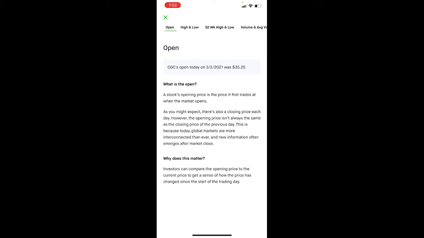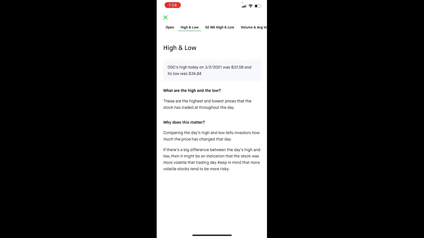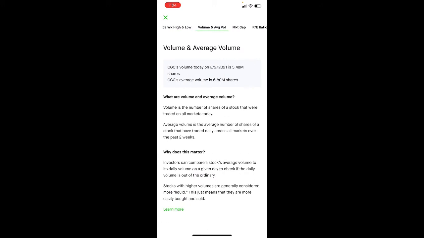So what is the open? A stock's opening price is the price it first trades at when the market opens. High and low. These are the highest and lowest prices that the stock has traded at throughout the day. 52-week high and low. They're the highest and lowest points of the price traded over the past 52 weeks. We got volume. Volume is the number of shares of stock that were traded on all markets today. Average volume is the average number of shares of a stock that have traded daily across all markets over the past 2 weeks.